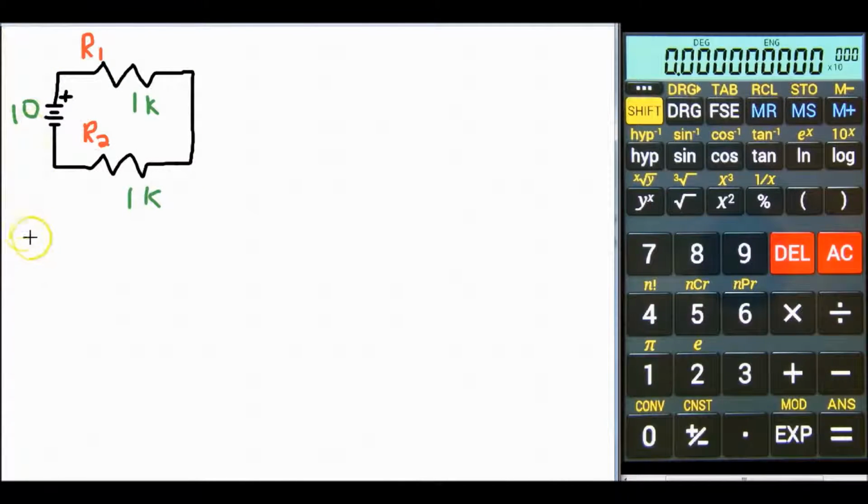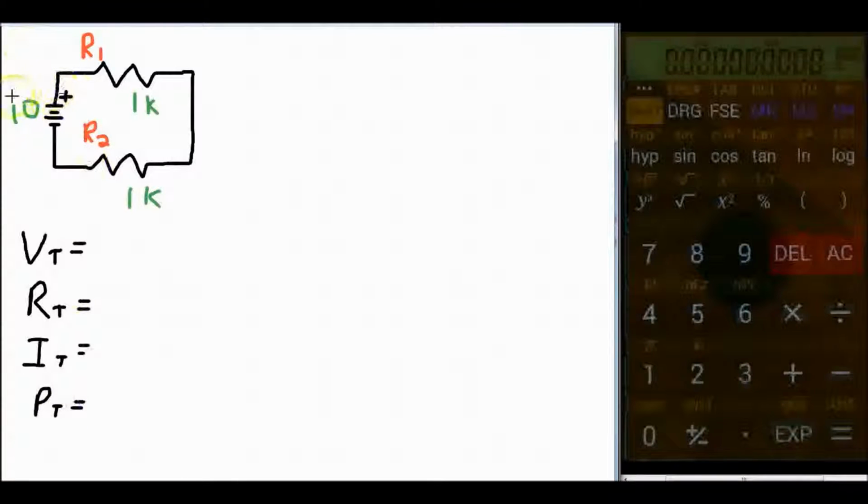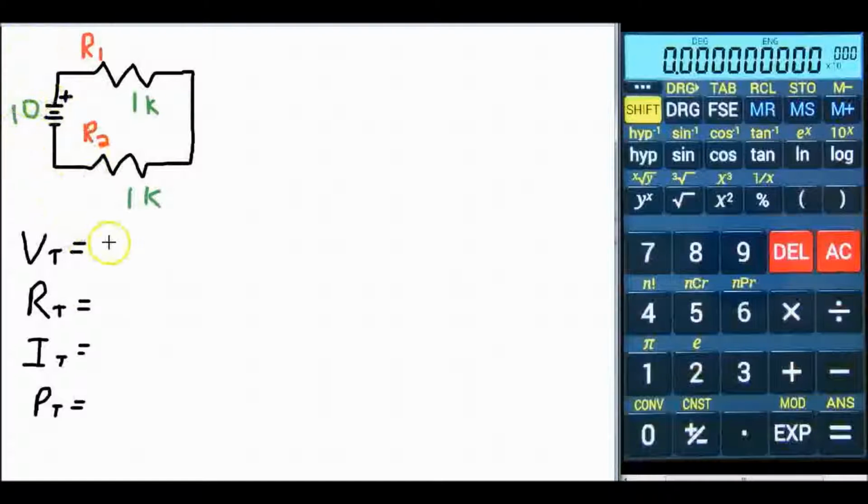First values we need to find are the totals. So we need to find V total, our voltage total, our resistance total, our current total, and finally our power total. There's only one source in this circuit, so our voltage is going to be that source voltage, which is 10 volts.